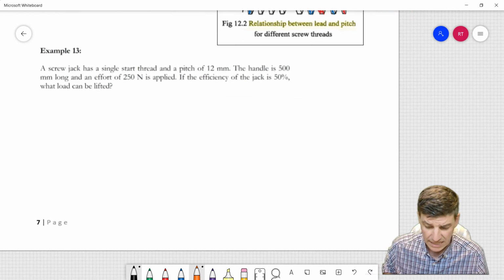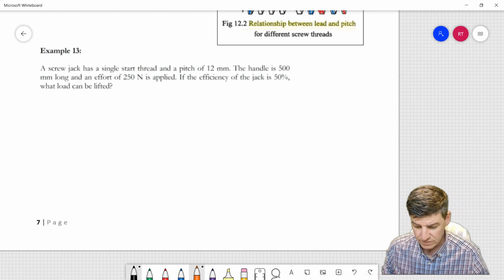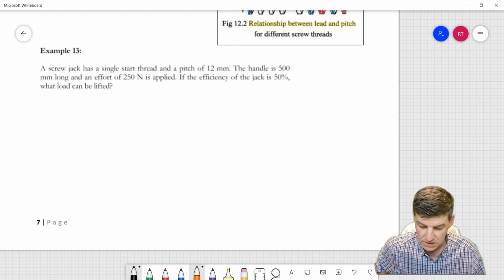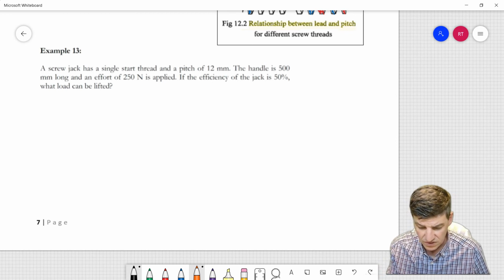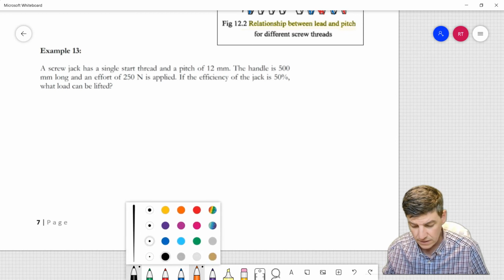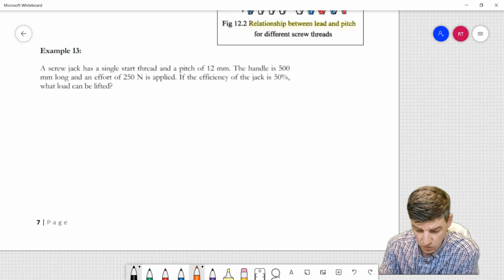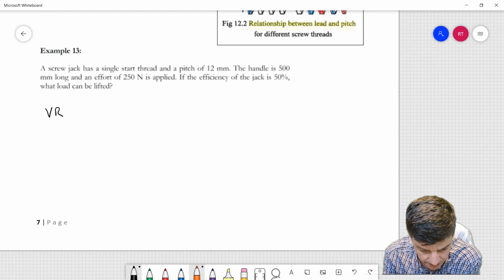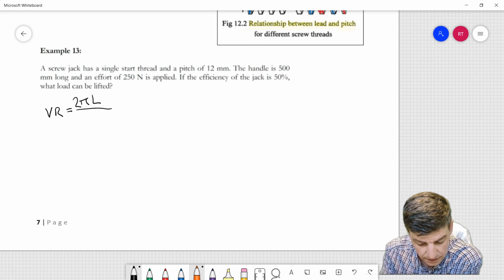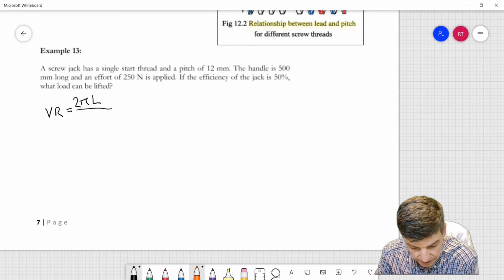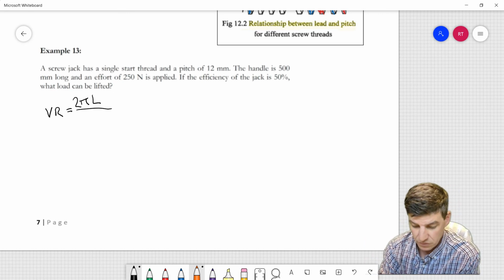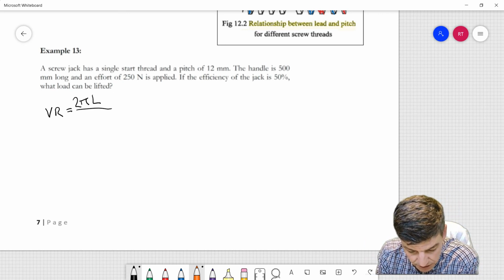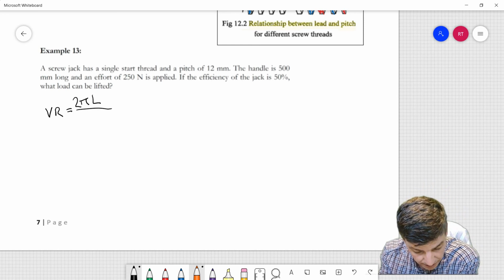A screw jack has a single start thread and a pitch of 12 millimeters. The handle is 500 millimeters long and an effort of 250 newtons is applied. If the efficiency of the jack is 50%, what load can be lifted? We'll start with figuring out our VR. VR is going to be equal to 2 pi L, the circumference of the circle that's described by my effort as I rotate my wrench or turning handle through a full revolution, and then that's upon the lead.